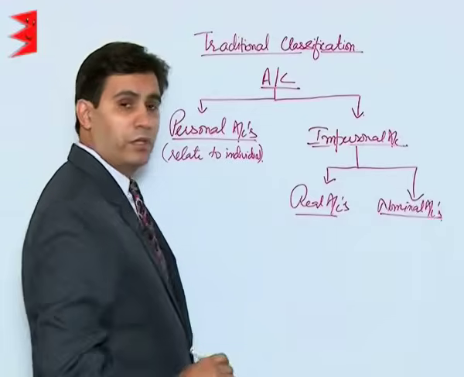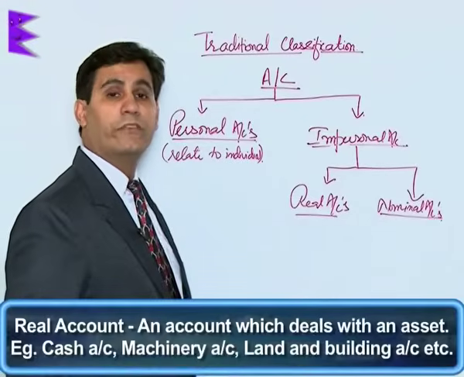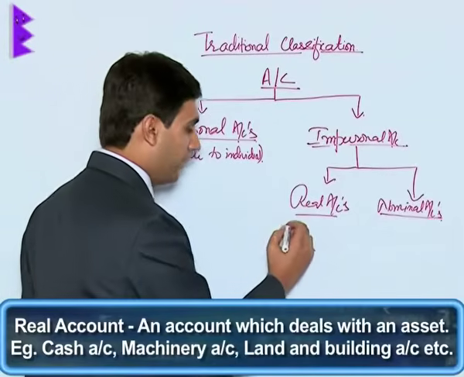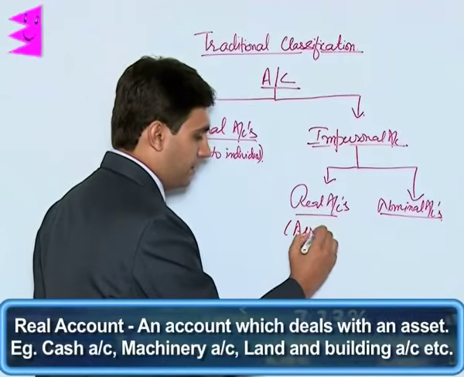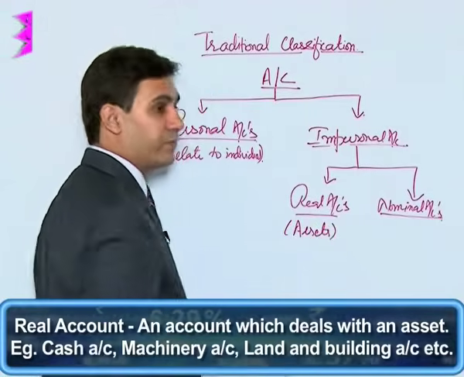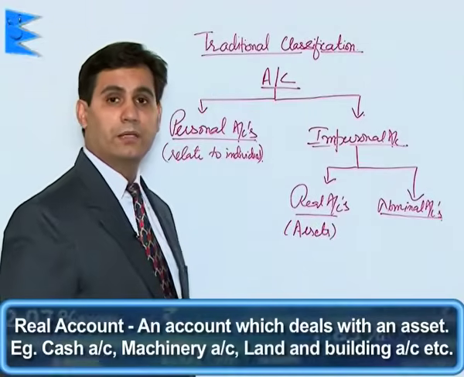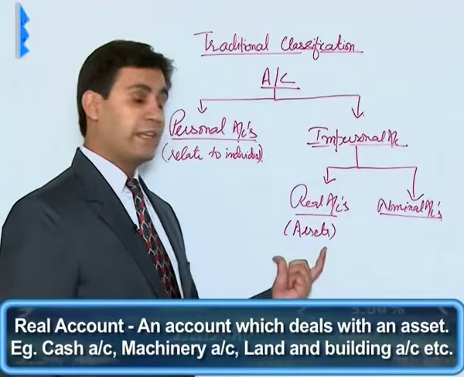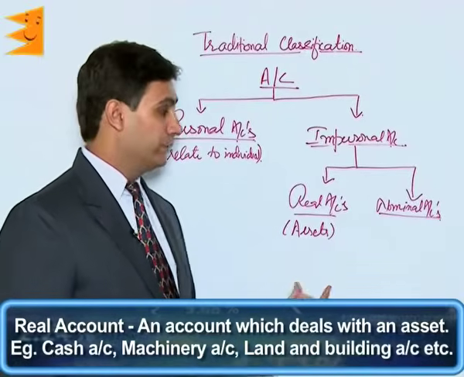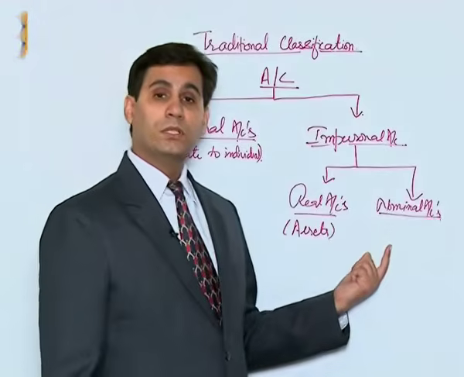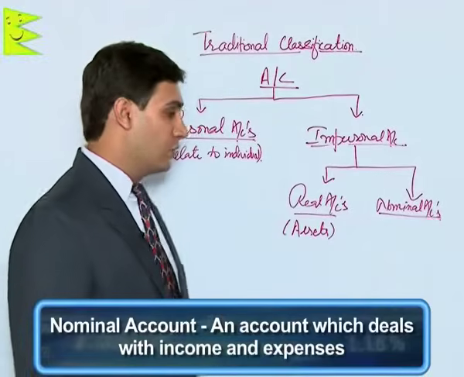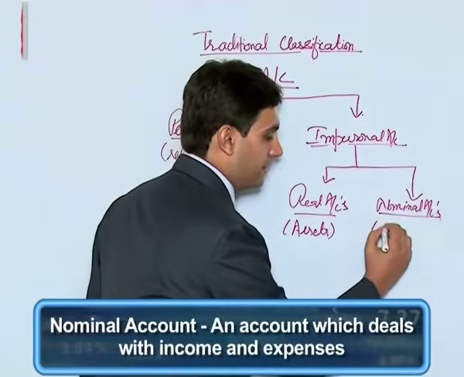Real accounts. Real accounts are accounts of assets. They generally relate to assets: cash, land, building, machinery. They are examples of real accounts. Nominal accounts. Nominal accounts are the accounts of income and expenses.